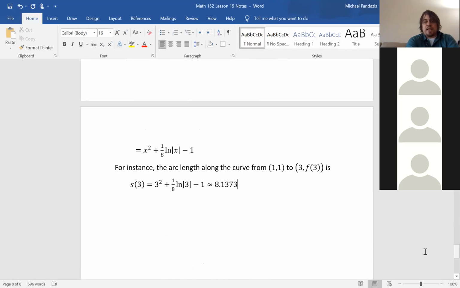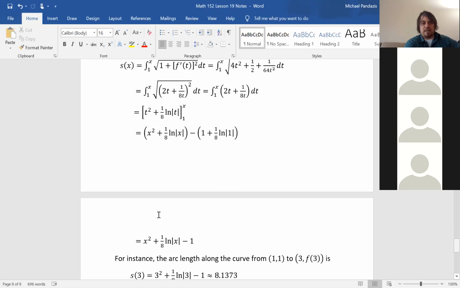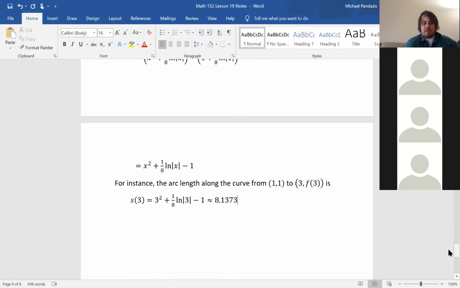Okay, so that is an approximation of the length of the curve from your starting point 1, 1 to the ending point you chose, 3, 3. If you chose 4, 4, it would be s of 4. You would plug it in there, because that's your s of x. Okay, so now 7.4 is done.